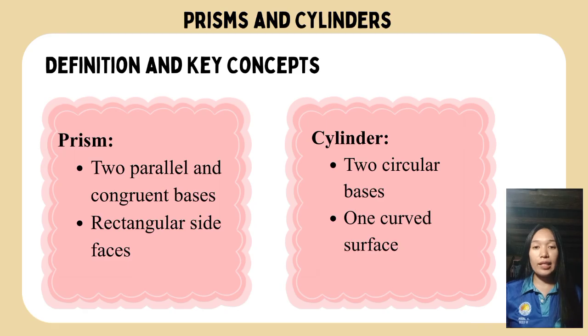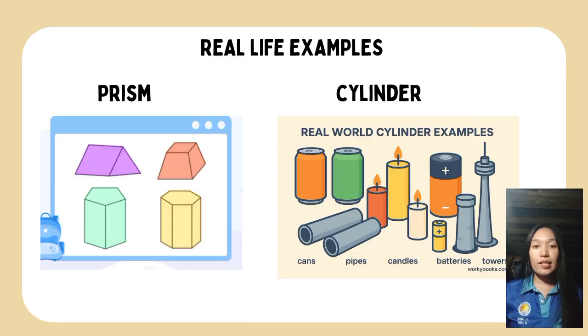A cylinder is a solid with two parallel, congruent circular bases connected by a curved surface. It has no vertices or edges. Its volume is base area times height, and surface area includes bases plus curved surface. These are real examples of prism and cylinder.